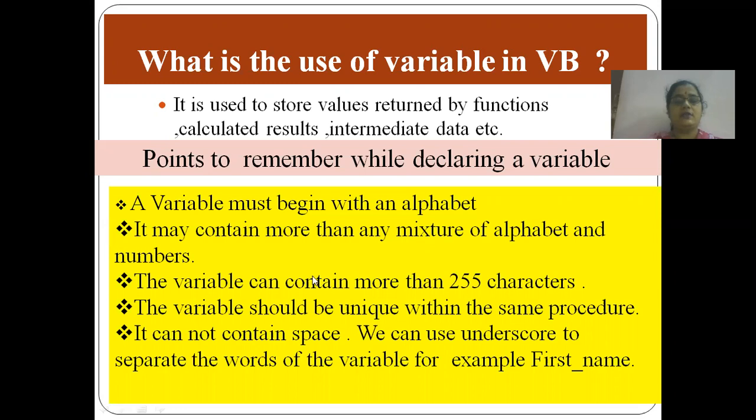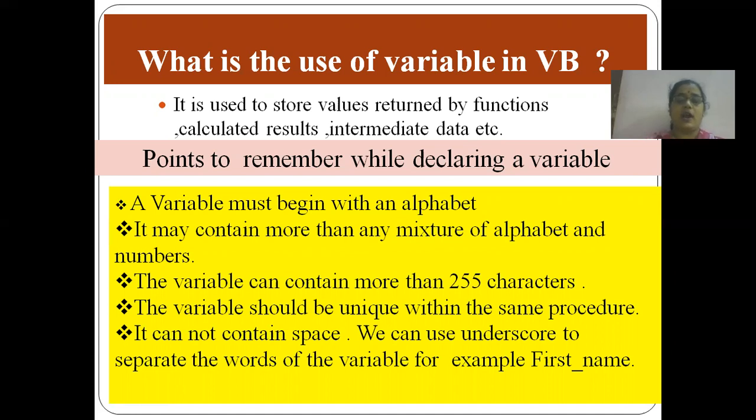Then third one is the maximum size is not more than 255 characters. Then whatever variables we have used in a Visual Basic application, that variable name should be unique within the same procedure. Means you can't change the variable name in the same procedure. You have to use the same unique variable in a same procedure. Then it does not contain a space.